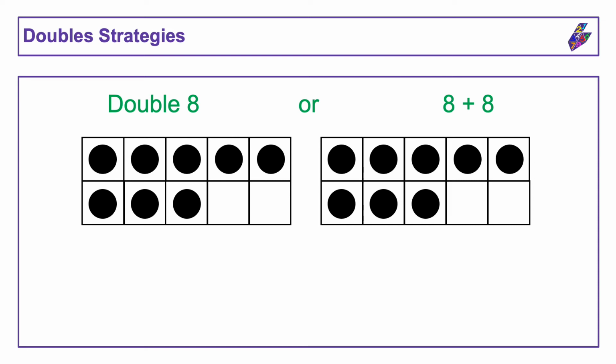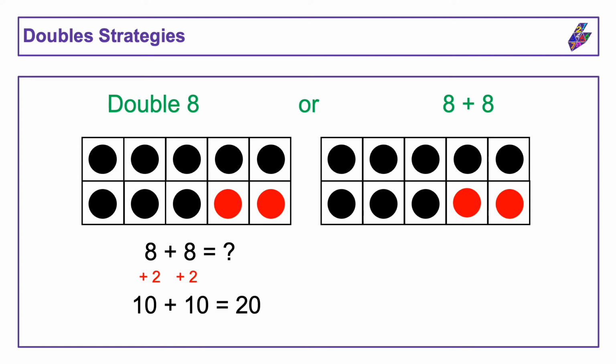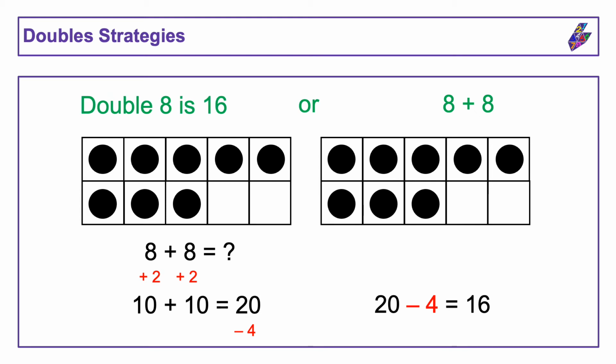8 is very close to 10. It's just 2 away. So if I add 2 more to each 8, 2 here and 2 here, I now have 10 plus 10. I might know that 10 plus 10 is 20. Then I need to remember that 8 plus 8 is 4 less than 10 plus 10. So I need to remember to subtract 4. 20 minus 4 equals 16, and this gives me the result to double 8. So double 8 is 16, and therefore 8 plus 8 equals 16.